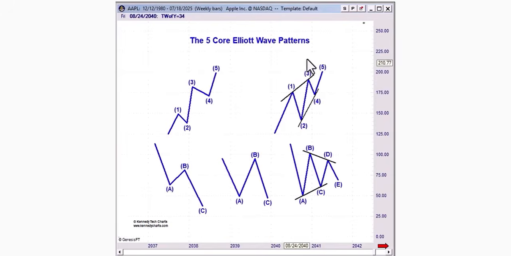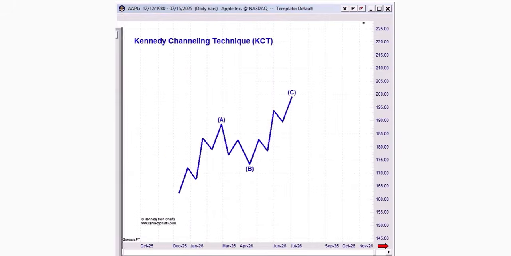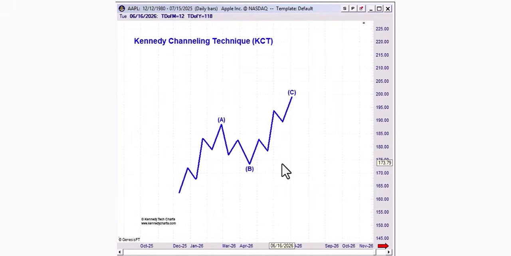So exactly what is the Kennedy channeling technique? Well, all it really is, it's a trend line algorithm, okay? So it's just kind of a fancy way of saying it's a very simple approach to drawing trend lines that allows you to identify the difference between corrective or counter trend structure and trending structure, counter trend price action versus trending price action.